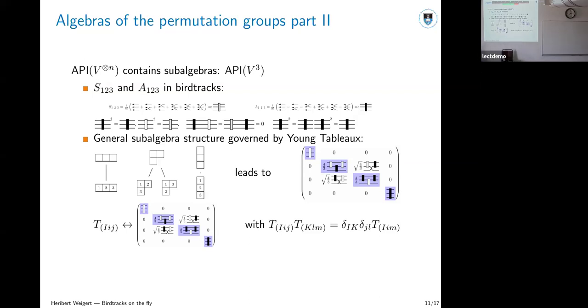So here you see birdtracks associated with these Young tableaus. Here is one that contains stuff only in a row. That makes a total symmetrizer. Here is one that contains everything just in a column, total antisymmetrizer. And these guys lead to something that has things that are symmetrized because they contain things in a row, and other things that are antisymmetrized because they contain things in a column.